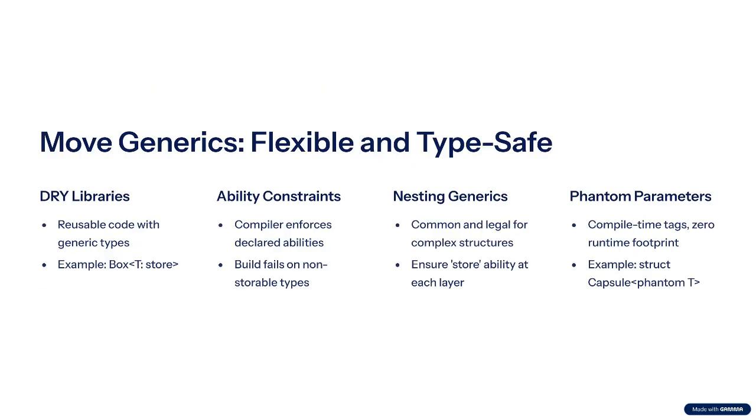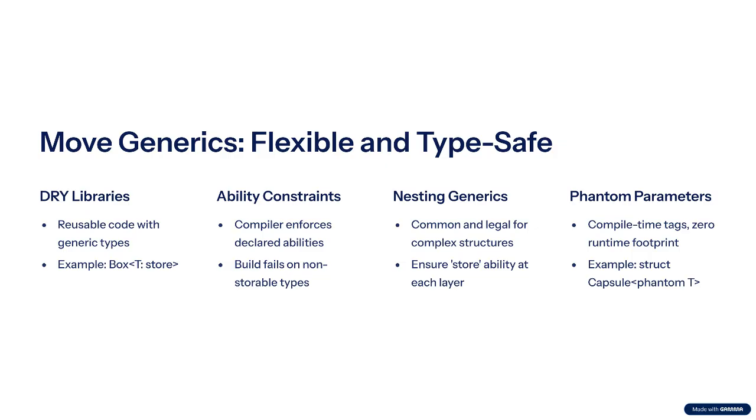Generics keep libraries DRY. A box works equally for SUI point resources and plain integers, as long as the type can live in storage. The compiler enforces the ability constraint you declare. Swap in a non-storable type and the build fails. Nesting is legal and common. An invoice can embed a customer, which embeds an address, and so on, provided each layer lists store in its abilities.